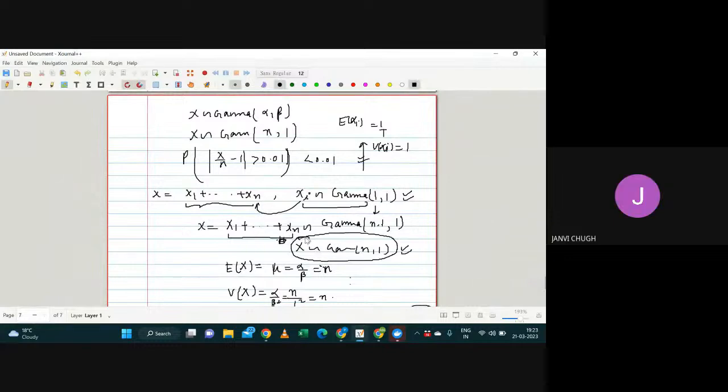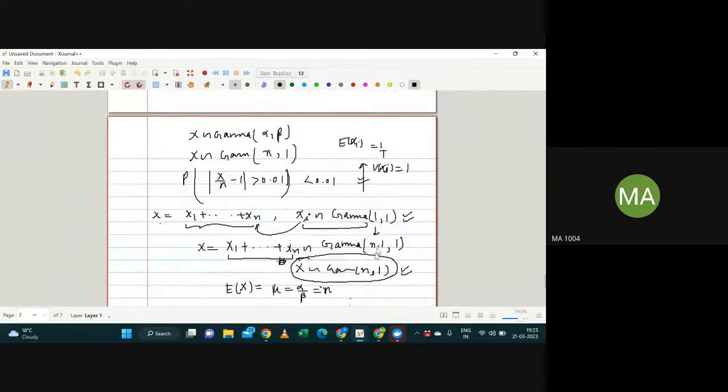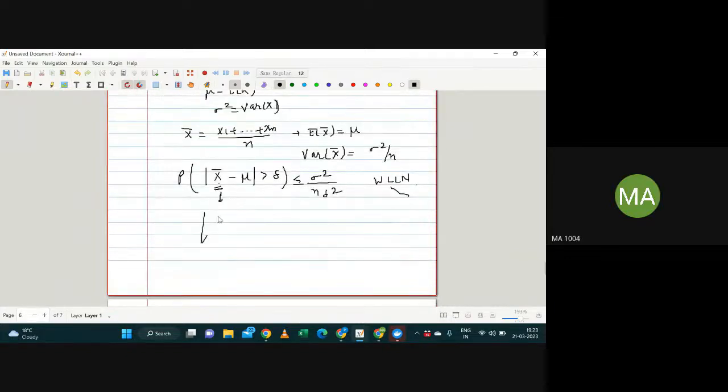Sir, but in the question they're asking only about x by n minus 1. That's why I let x be this. So what is x? X is gamma n comma 1, right? This thing is given in my question. Yes, sir, it's given. But if you want to apply the weak law of large numbers, what do you need? You need it like this, right? I need these things, right?